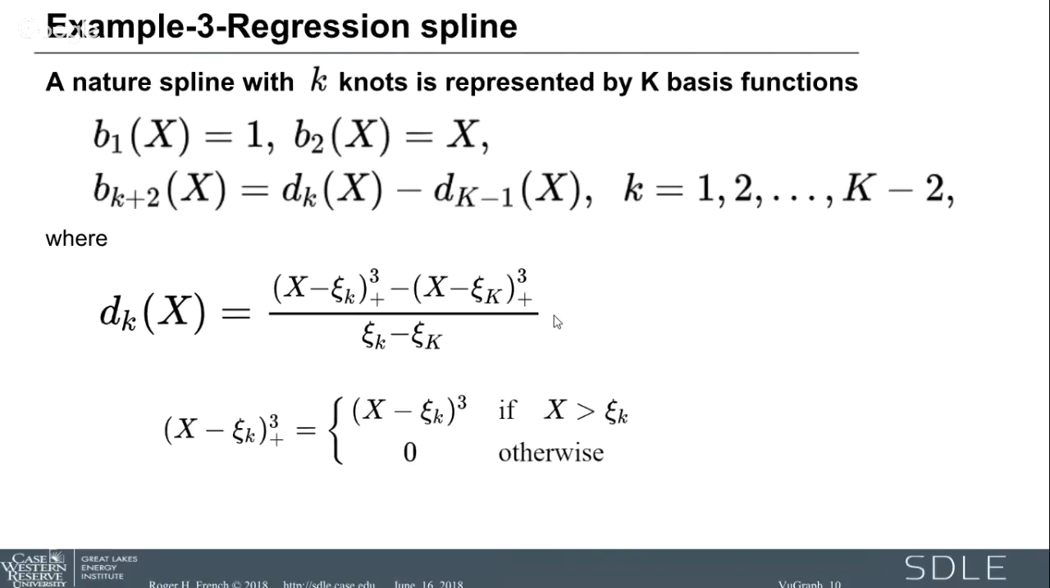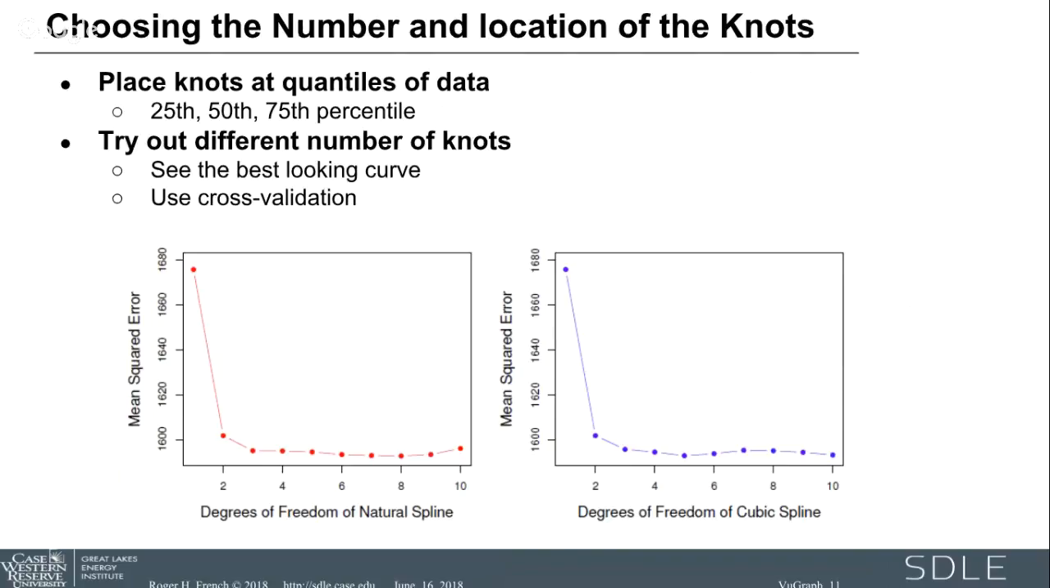So the next thing is how to choose the number and the location of knots. Usually we put the knots at the quantiles of the data. For example, we can put the knots at the 25, 50, 75 percentiles. And how do you choose the number of knots? The first way is to try different numbers of knots and see which gives the best looking curve. Another way is to use cross validation.